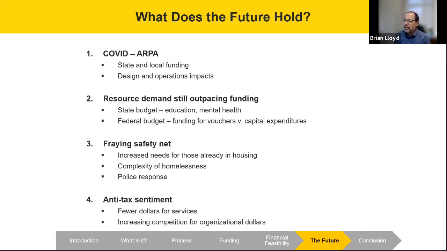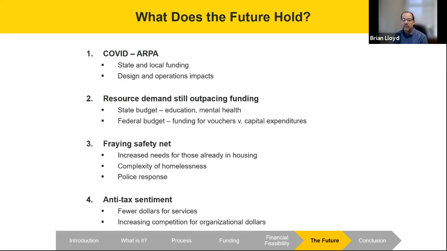The resource demand is still outpacing the funds. So state and federal resources are increasing, but there is an incredible competition for resources, both within the housing field, but also between needs like infrastructure, education, mental health, etc. The safety net continues to fray. People's needs are not being met. The complexity of homelessness is increasing.